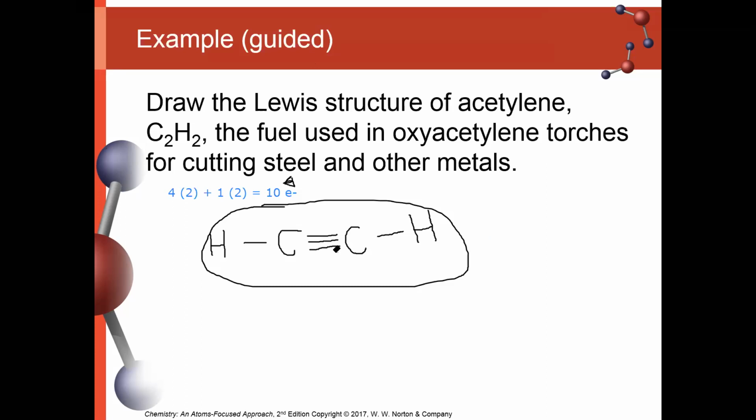I have 2, 4, 6, 8 electrons around this carbon, so I have no need for dots on this one either. If I count up the total in the structure, 2, 4, 6, 8, 10. I now have 10 electrons in the structure, which matches the 10 electrons I'm supposed to have. And so I now have a valid structure for acetylene.